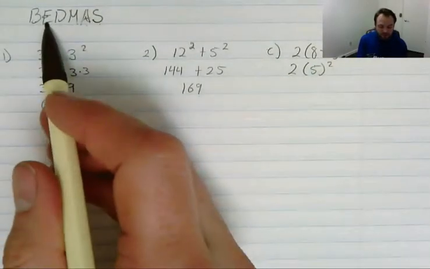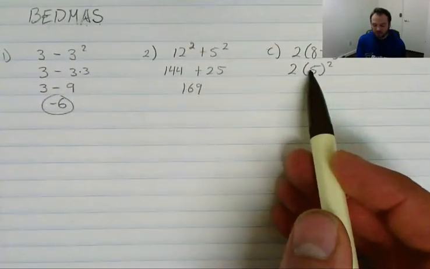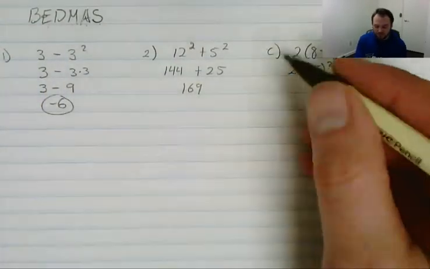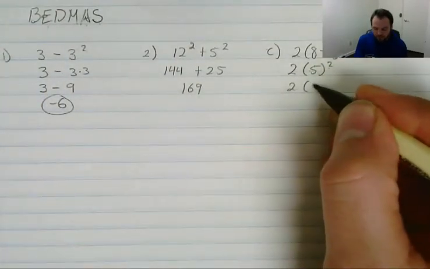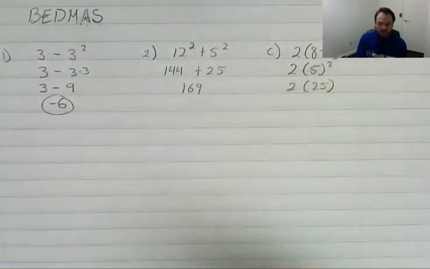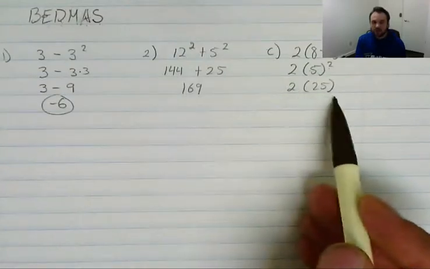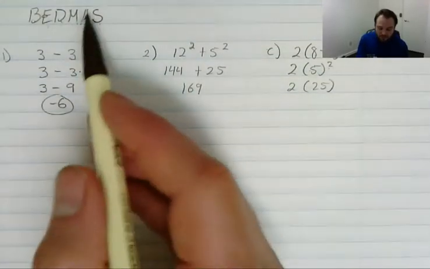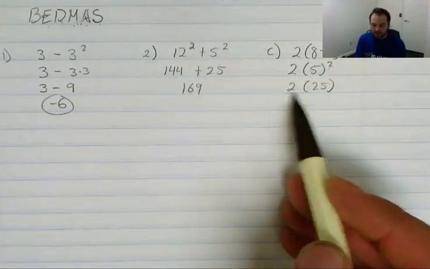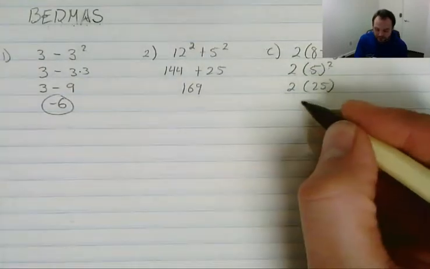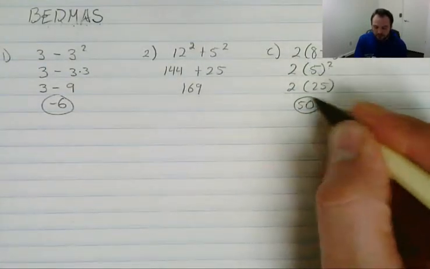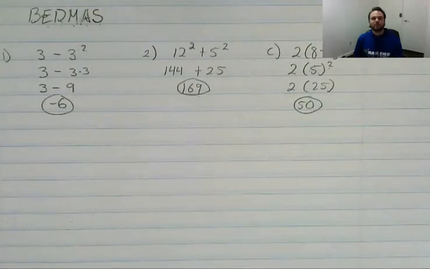Next we have exponents. Where's my exponents? It's right there. 5 squared is 25. So I'm going to have 2 multiplied by 25. Now that my exponents are done, I'm going to look for division. Is there any division? There is no division. Next I'm going to look at multiplication. Is there any multiplication? Yes, there is. 2 times 25 is 50. Now we are done all of my operations, and that is going to be my answer.